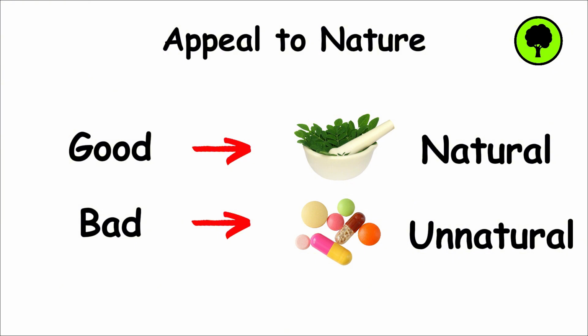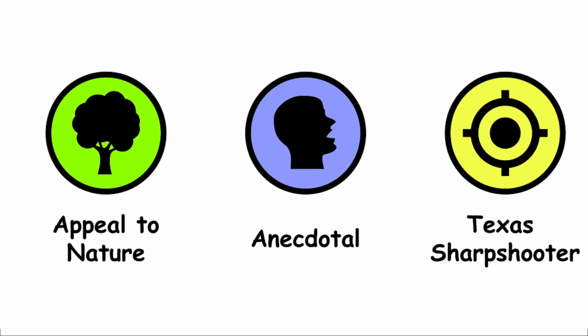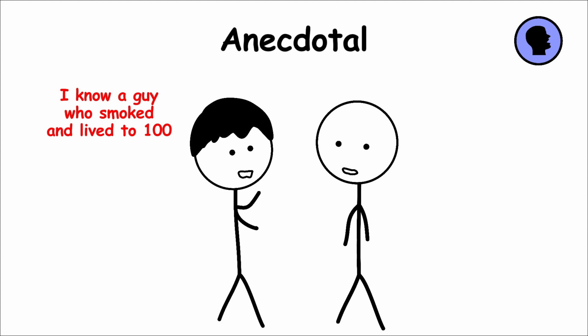Just because something is natural doesn't automatically make it better or worse. Anecdotal. This fallacy occurs when someone uses personal experiences or stories as evidence to support a claim. It's like saying, "I know a guy who smoked and lived to 100." There could be other factors at play, and one person's experience doesn't represent everyone's.